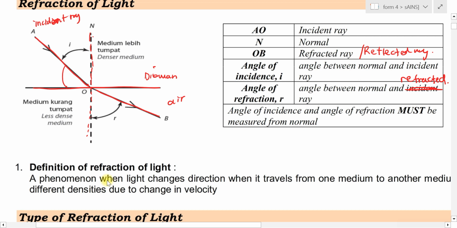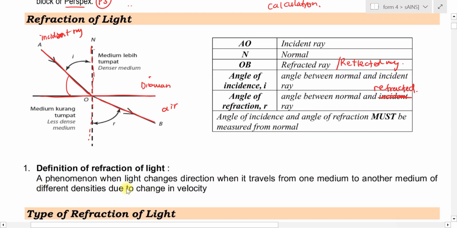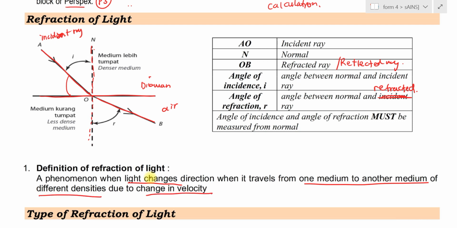Okay, definition dia apa dia kita tengok. A phenomena when light change directions, when it travel from one medium to another medium of different density due to change in velocity. Okay. Very simple. Okay, keyword dia light change direction when it travel from one medium to another medium of different density due to change in velocity. Kalau dia tukar dari satu medium ke medium, maksudnya dia punya kelajuan pun akan bertukar juga. Jadi macam mana kita nak relate?